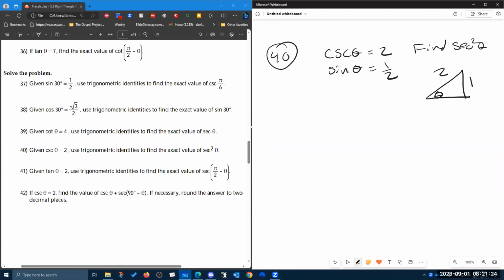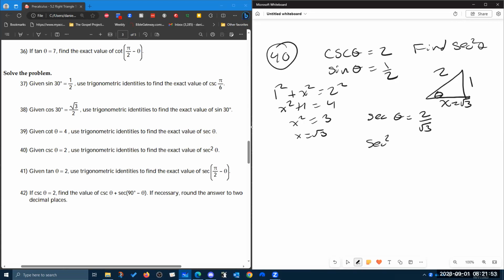Let's use the Pythagorean theorem to say that 1 squared plus unknown side squared is equal to 2 squared. Then x squared plus 1 is equal to 4. X squared is equal to 3, and x is equal to the square root of 3. That would make secant theta equal to 2 over the square root of 3, and secant squared would be equal to 4/3.